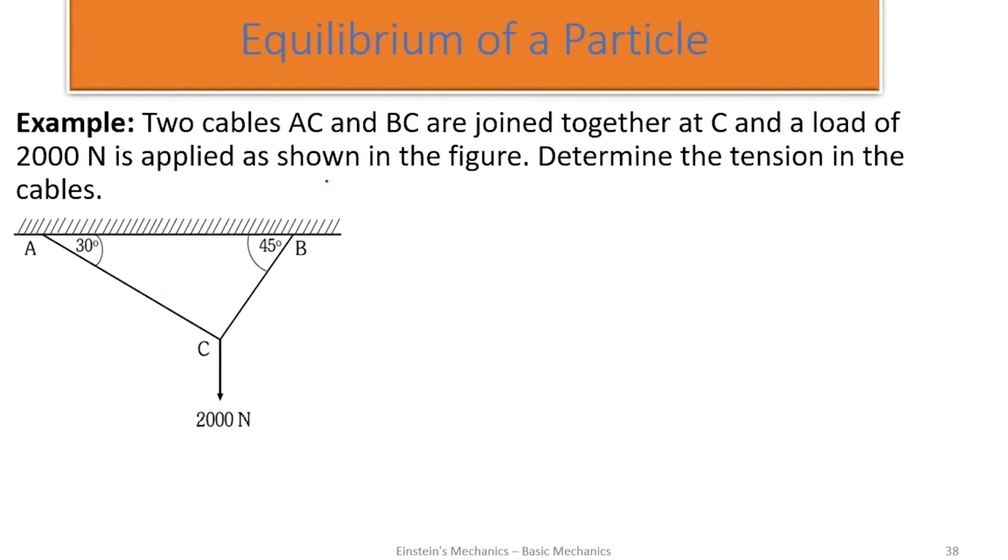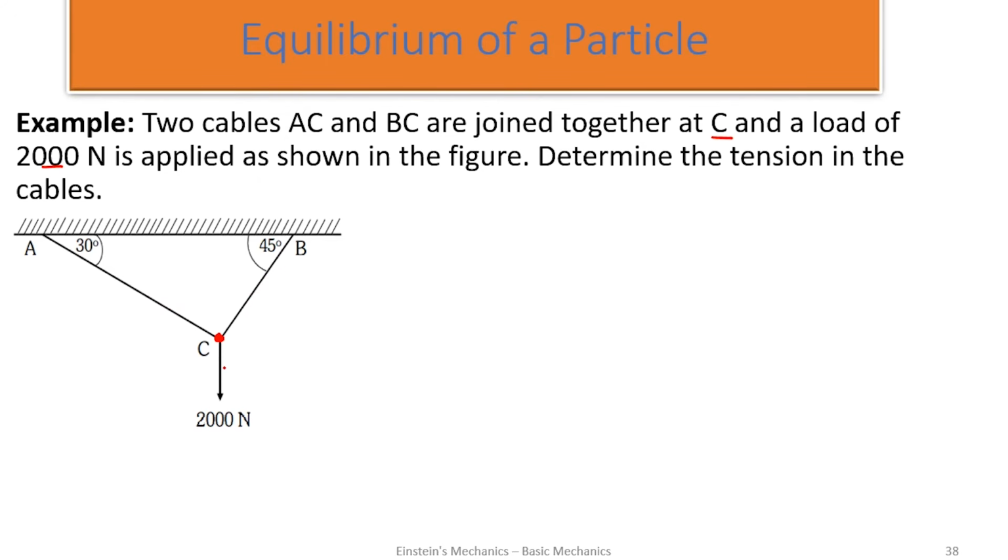Okay, so let's look at this example. Equilibrium is interesting. We will solve a lot of examples and you get to understand it. So let's take this simple one and see. Two cables AC and BC are joined together at C, and a load of 2000 newtons is applied as shown in the figure. Determine the tension in the cables. So basically, this is an object. Let's assume an object is at point C and it is being supported by these two cables.